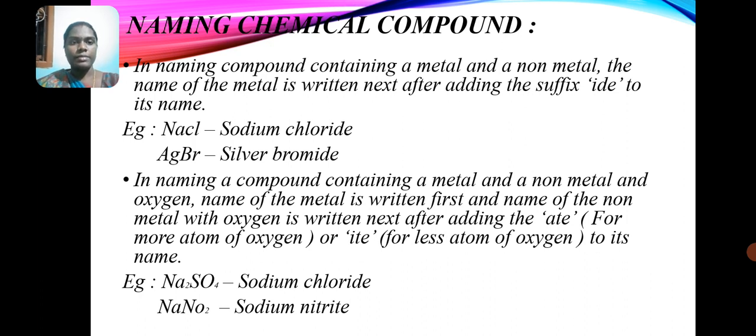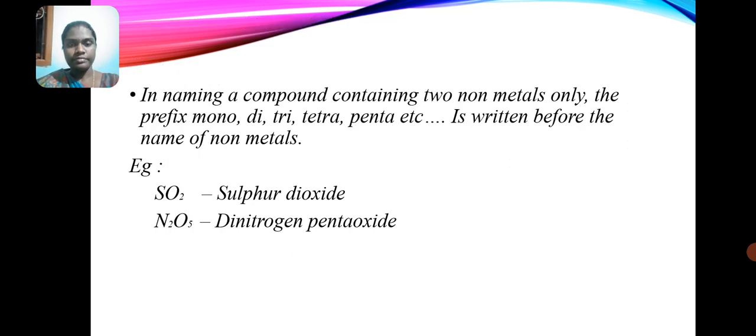And the second step, in naming a compound containing a metal, a non-metal and oxygen, the name of the metal is written first and the name of the non-metal with oxygen is written next, after adding the suffix -ate or -ite to its name. For example, Na2SO4 sodium sulfate, then NaNO2 sodium nitrite.